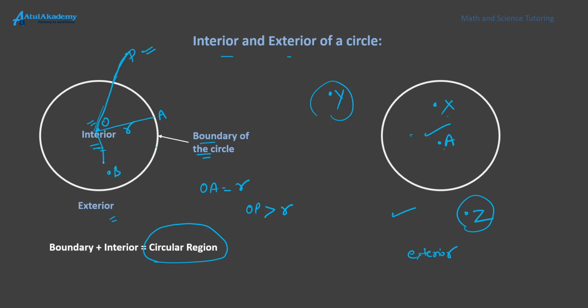Let me take another point B now. If you check, OB is less than the radius. So if the distance of a point from the center is less than the radius, I say that it is in the interior of the circle. If the distance of a point from the center is equal to the radius of the circle, then that point lies on the circle.